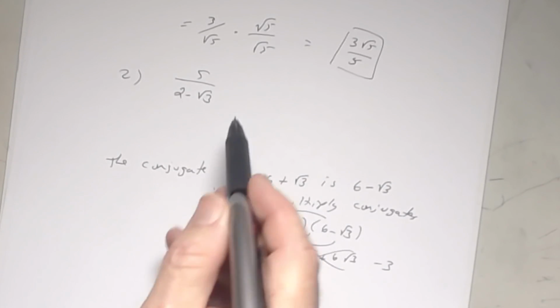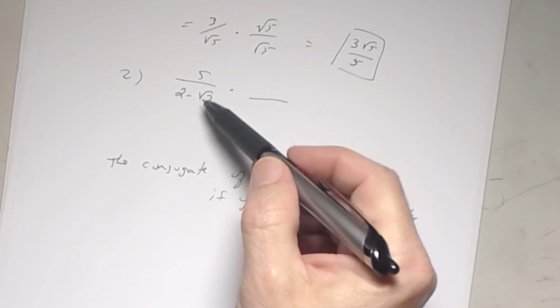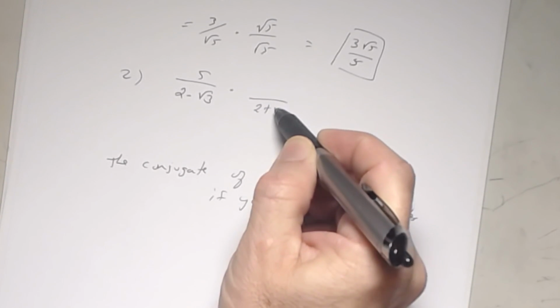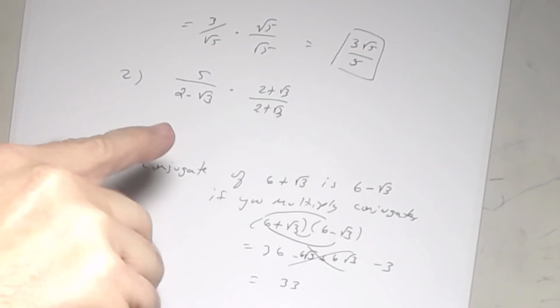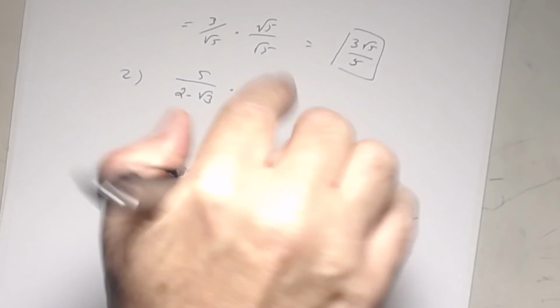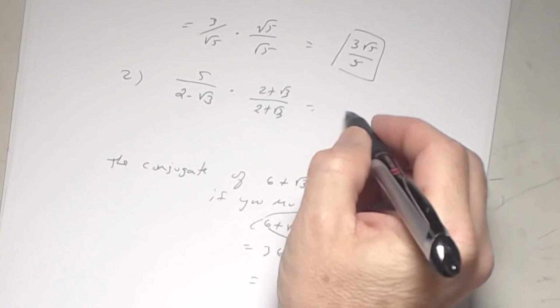Okay, now, so here's what you're going to do. So here's your step. So you're going to say times. Okay, what's a conjugate of 2 minus the square root of 3? 2 plus the square root of 3. So what you do to the denominator, you're going to do to the numerator. Now, this one's not that bad because this is a monomial times a binomial. So here's the idea. And some of you can skip this step, but I'm not going to skip this step. I'm going to write it.